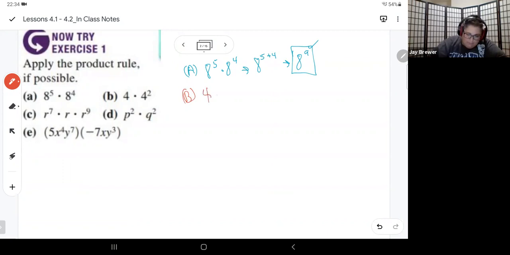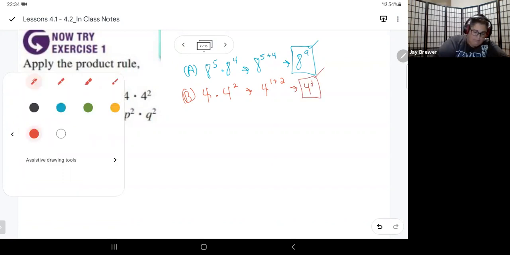For B, you want to notice that you have the same base of 4. So we can do 4 raised to the 1 plus 2, which is also the same as 4 cubed. Okay.